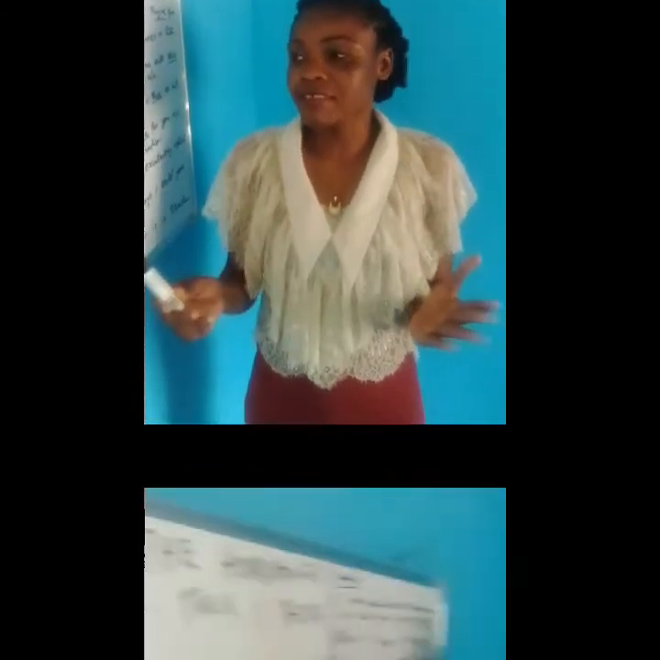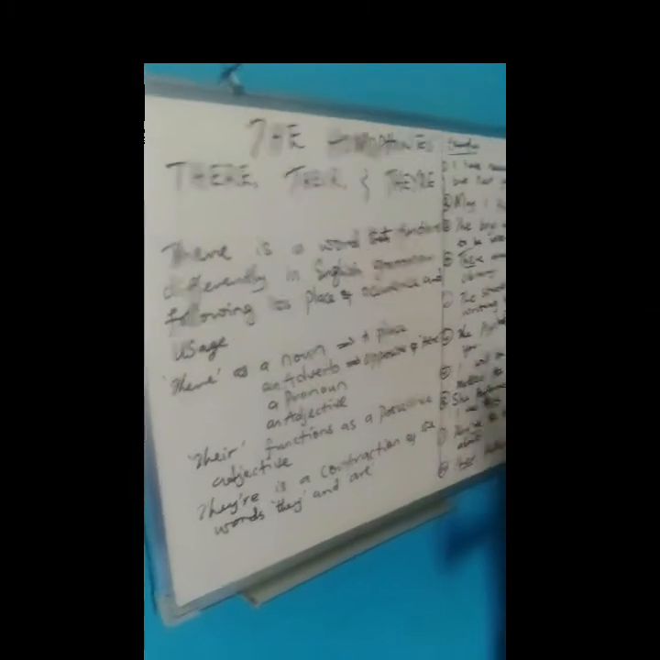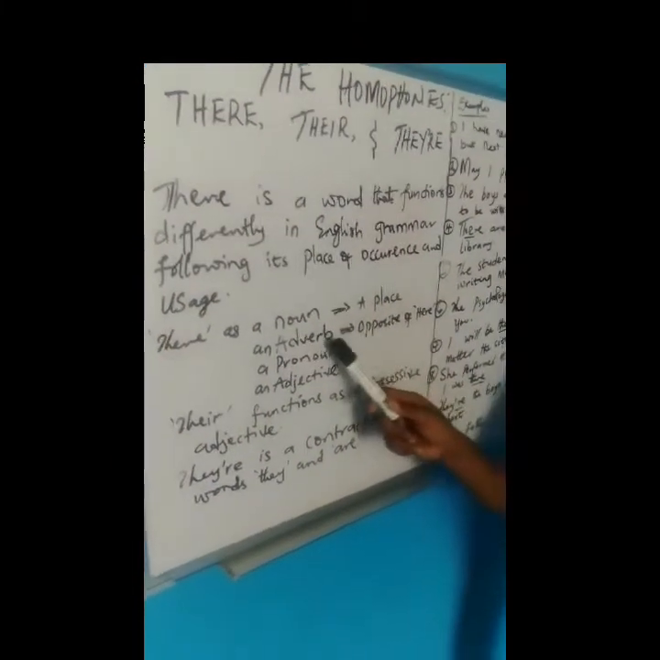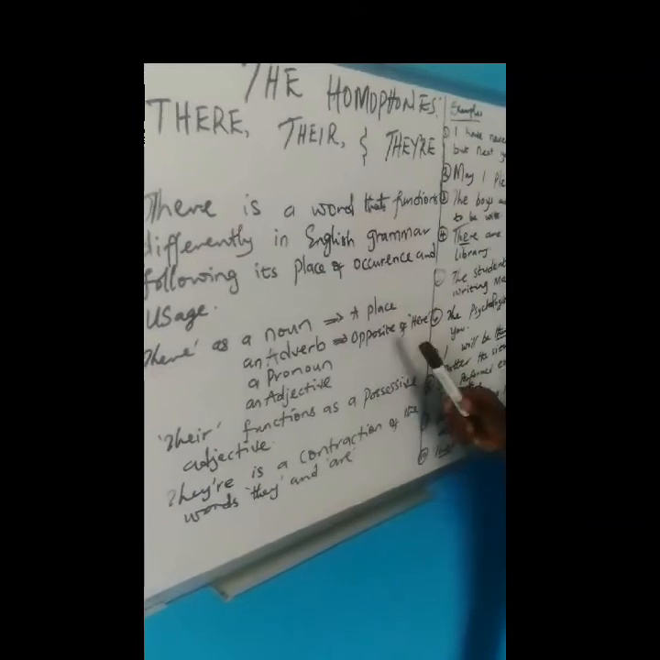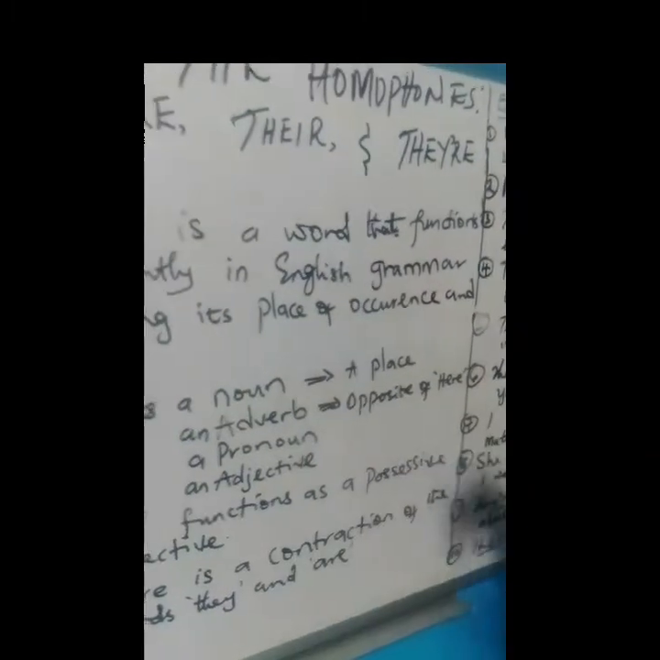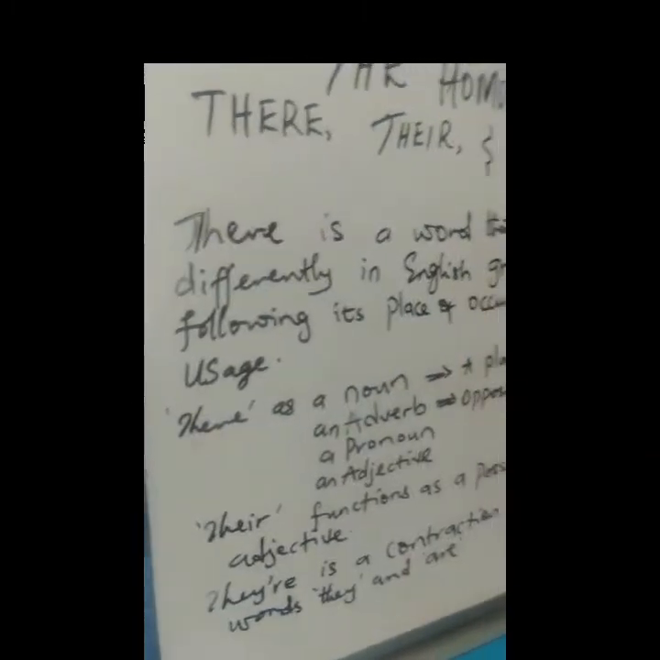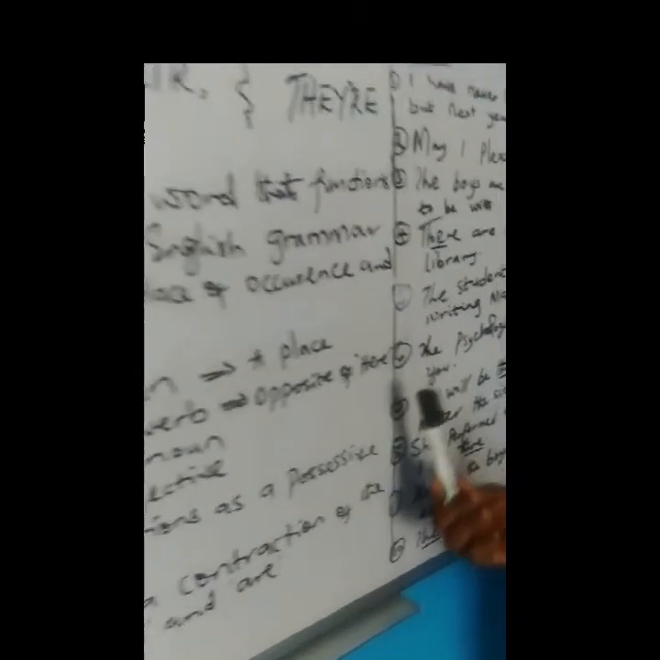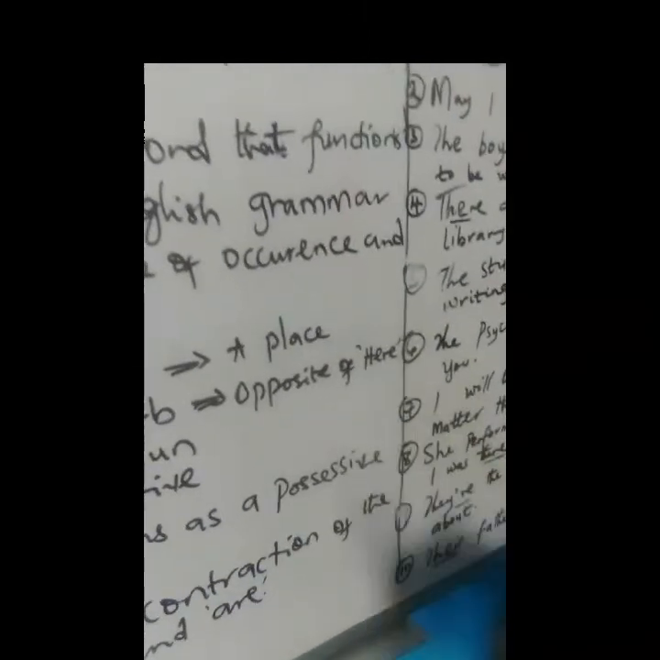Now, there can function as a noun, and when it functions like a noun, it refers to a place. If it functions as an adverb, then it implies the opposite of here. So if you're not here, you are there. So there at this point functions as the opposite of the adverb here.